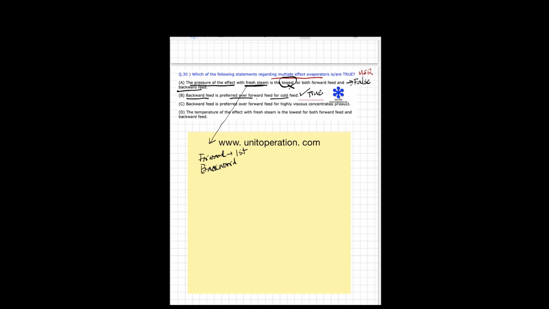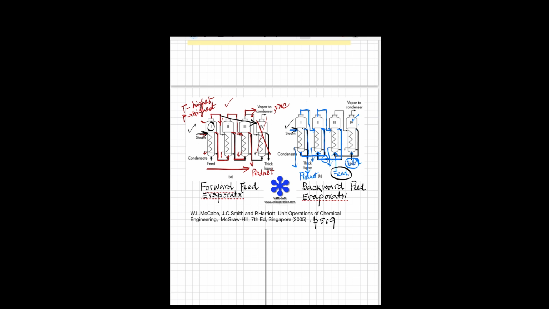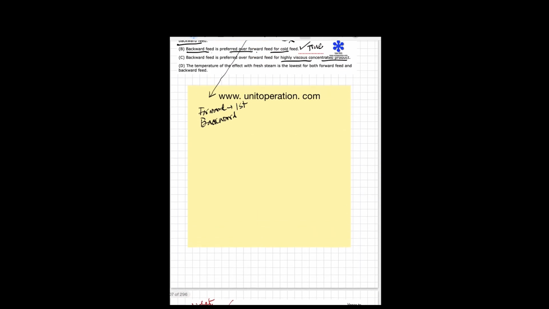Backward feed is preferred over forward feed for highly viscous concentrated product. Yes, that is also true, because if this is a very highly viscous product, it enters cold, and as it gets heated up, as it moves along this direction, the highest concentration takes place at the very first effect, which is reasonable because by that time as the temperature rises the viscosity decreases. So this is the most efficient mode of heat transfer. So in case of very viscous fluids, backward feed is preferred. So this is also true.